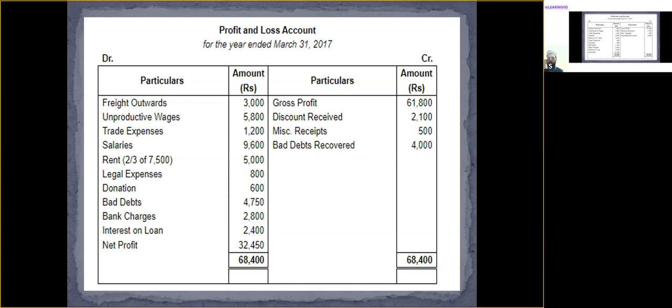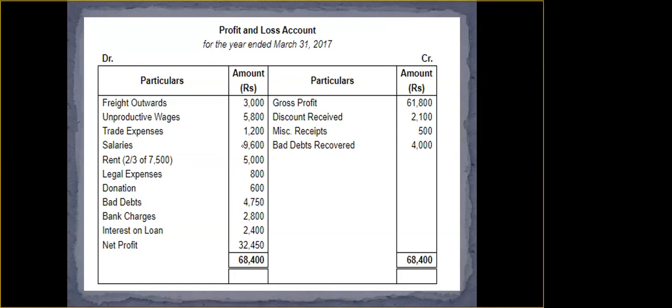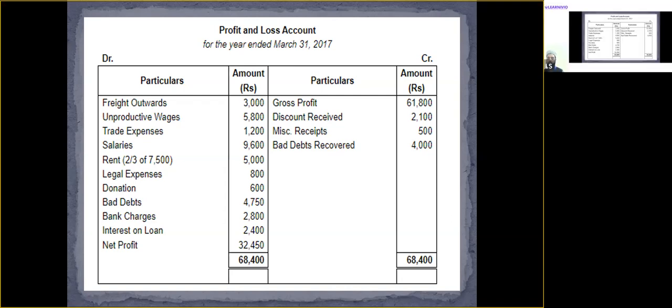Hamad, tell me the net profit. You are getting 32,450, yes or no? Yes, sir. Okay. Now tell me the value of the balance sheet on the asset side and the liability side. Just tell me the asset side value only. Alexander, just tell me the asset side value.